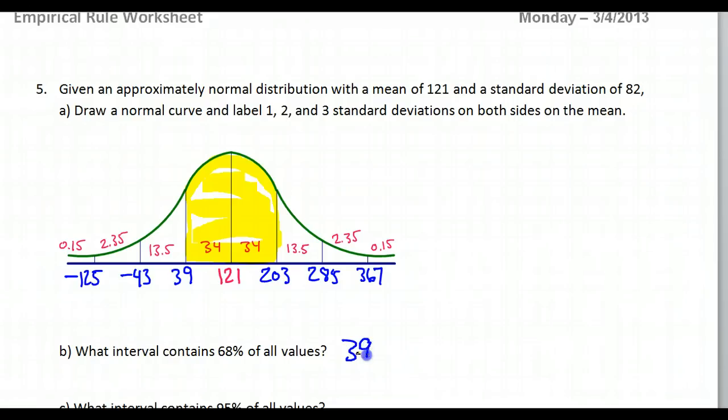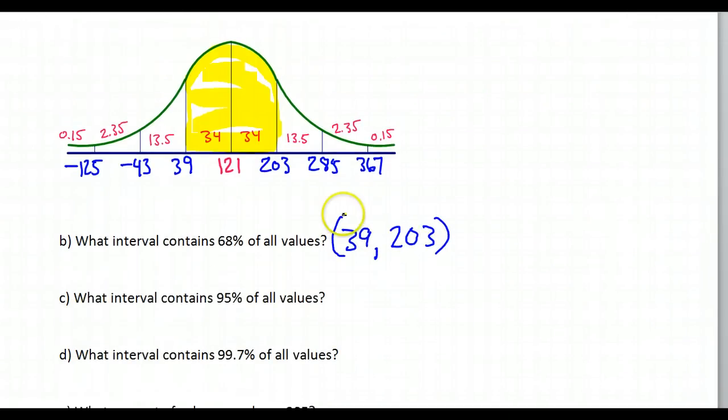All right, so 39, and let's do it in interval notation with the parentheses. So 39 to 203. In this context, I know it looks like an ordered pair, like x comma y, but in this context, it means the interval from 39 to 203. It's all about the context.